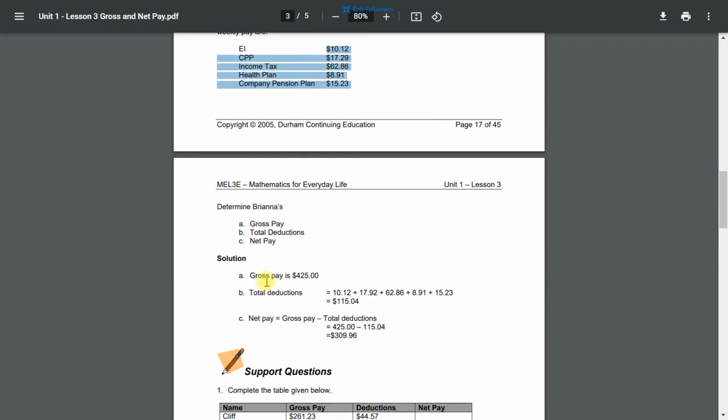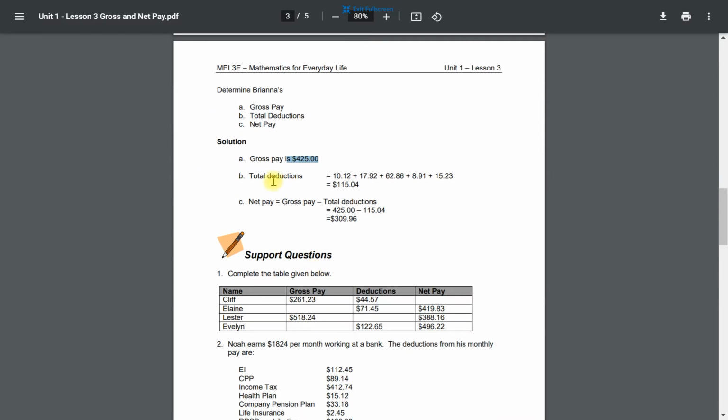So there we go. We have to actually calculate the gross pay. So the gross pay is what was given, but it may not be given in this form. They may say, oh, you make $12 an hour and you work 40 hours a week, so your gross pay would be 40 times 12. But in this case, they gave it to you. So $425 is your gross pay.